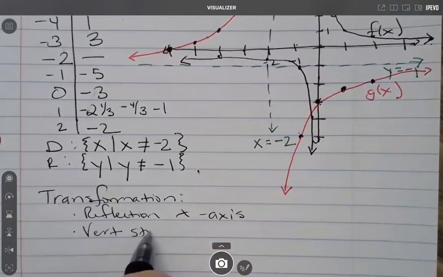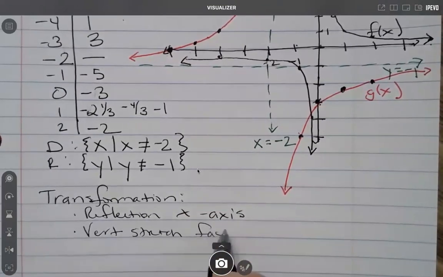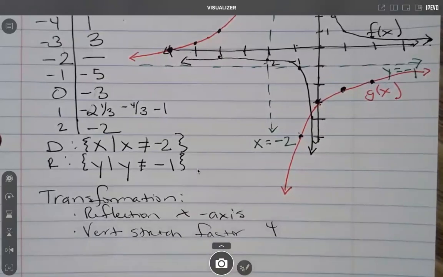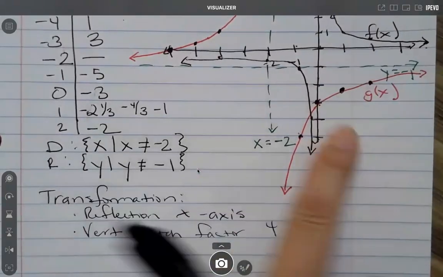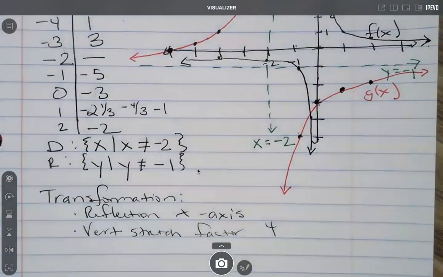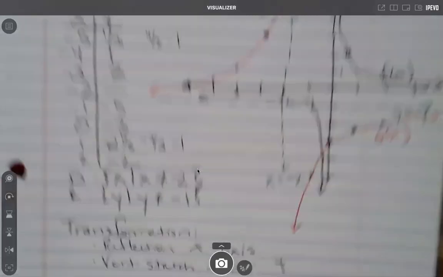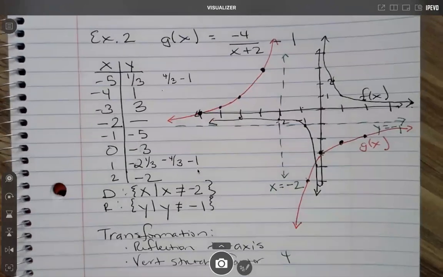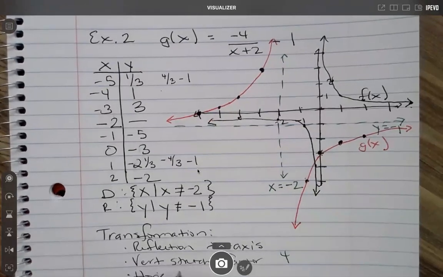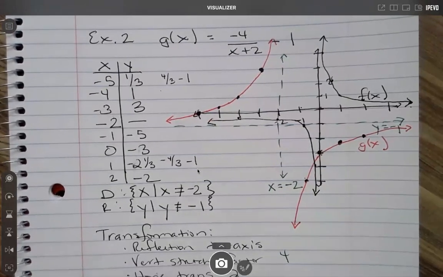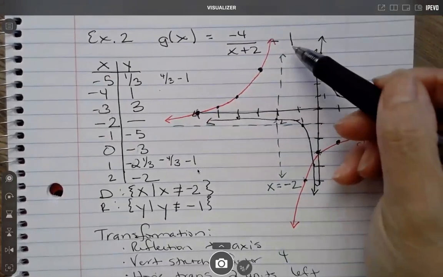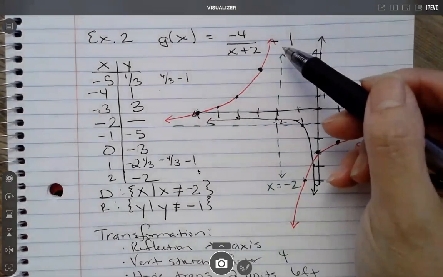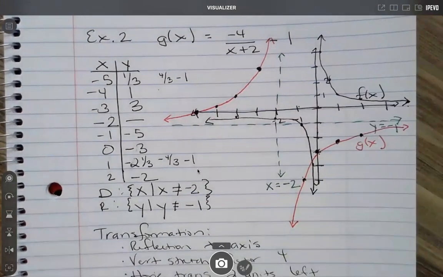Okay, what's the next one besides reflection? Good. Vertical stretch by a factor of 4. What's the next one? You can even just look at the two graphs and you can tell, but also look at the equation. Horizontal translation 2 units to the left. And I want you to look at the equation so that you can see the transformation as well.